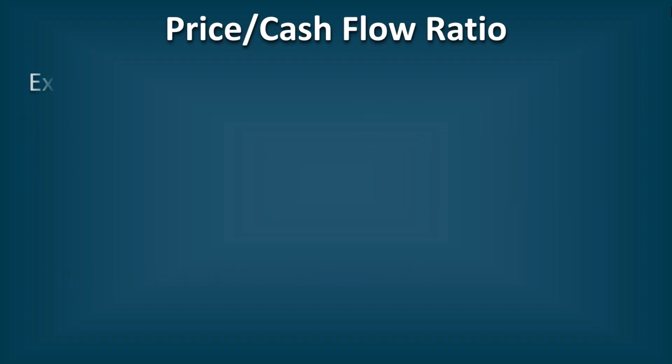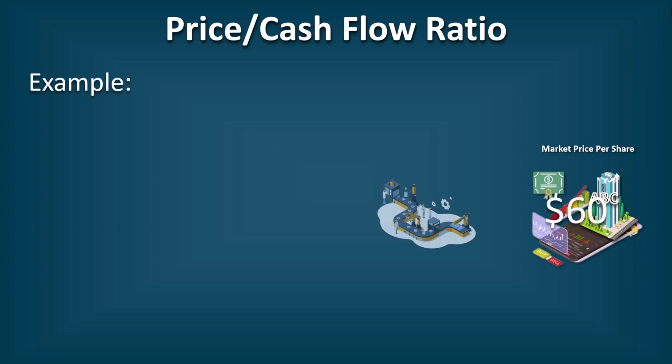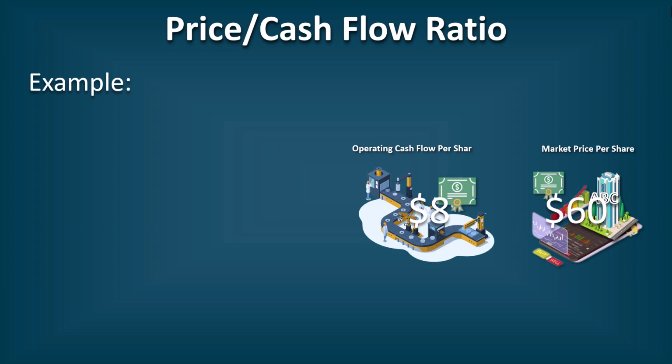Let's take an example to understand this. Suppose we have a company listed on the stock market. Now, let's say the company's market price per share is $60, operating cash flow per share $8.